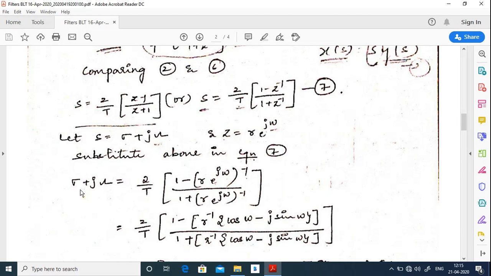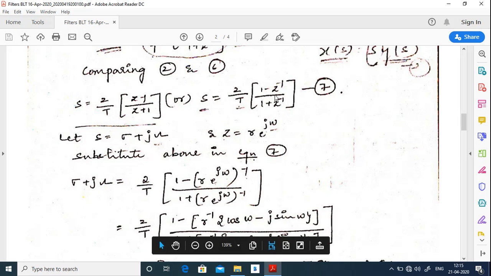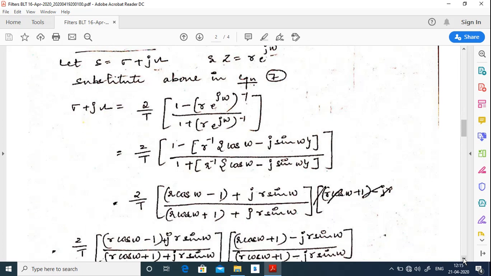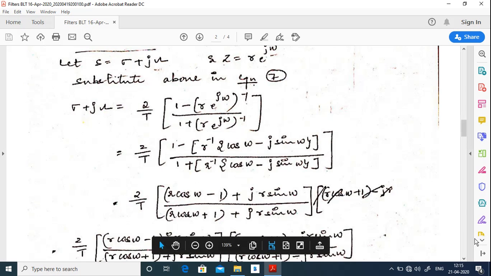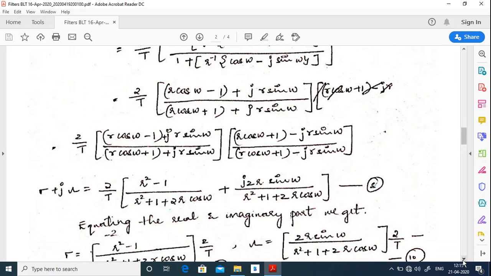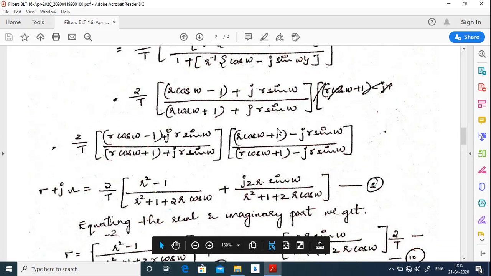So that you will get sigma plus j omega on the LHS equal to 2 by t times of z given by r e power j omega, r e power j omega whole power minus 1. Now e power j theta is given by cos theta plus j sin theta. I'll use the same and expand that. Then I'll separate the real part and imaginary part so that you'll get it like this. Now I'll multiply the conjugate of the denominator to this and then further simplify. You'll get it like this, which you call equation number 8.